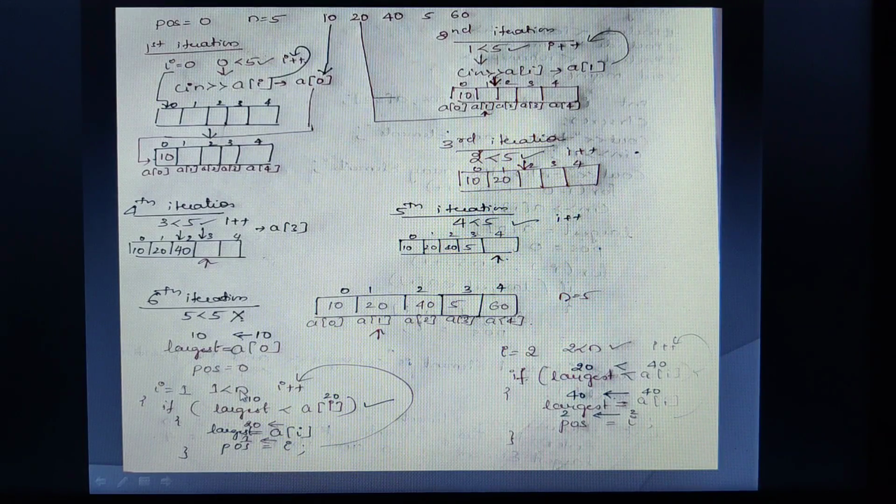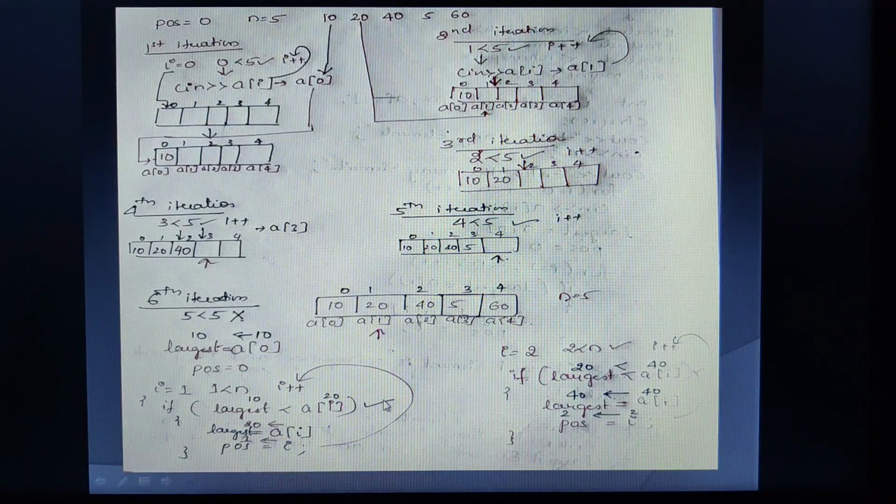On satisfying this condition, what do I need to compare? I am comparing largest and the very next value. What does largest hold? Largest holds 10. Is it less than A of I? What is the current value of I? That is 1. So A of I will be replaced with its actual value, that is 20. Whether 10 is less than 20? Yes, the condition is true.